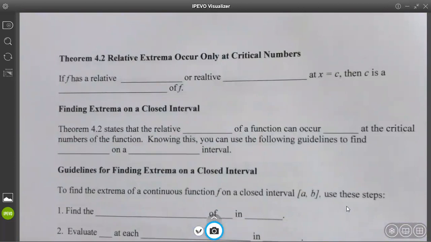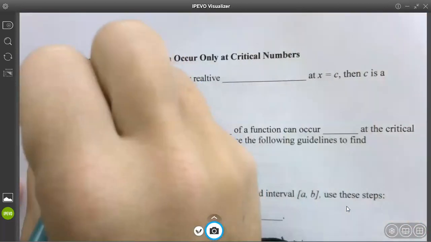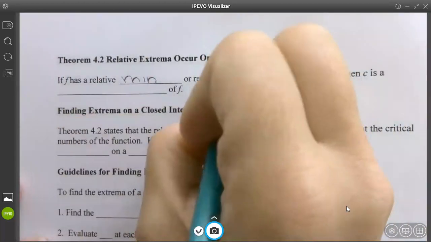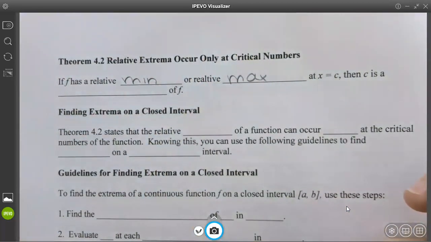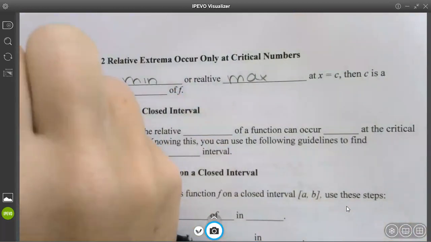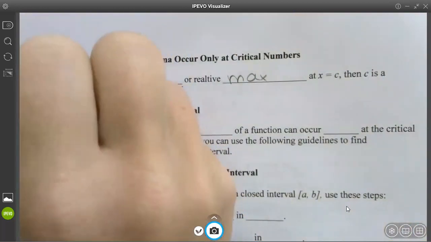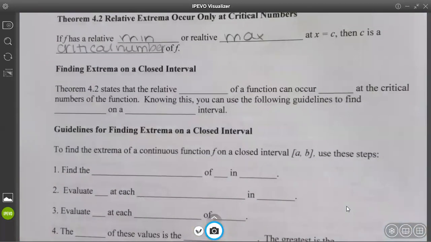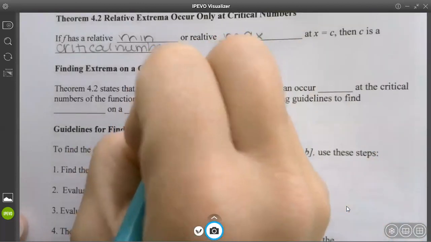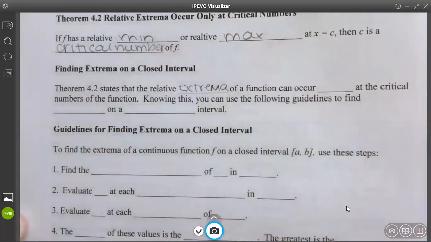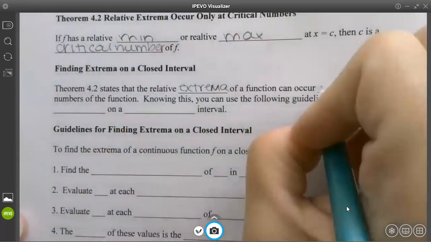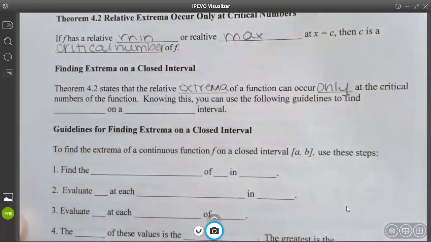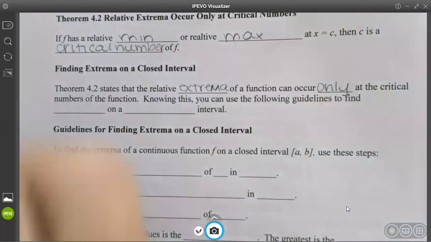If f has a relative minimum or a relative maximum at x equals c, then c is a critical number of f. To find extrema on a closed interval, theorem 4.2 states that the relative extrema of a function can occur only at the critical numbers. Knowing this, you can use the following guidelines to find extrema on a closed interval.